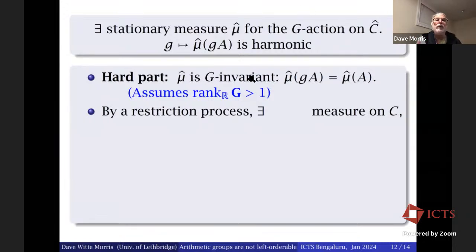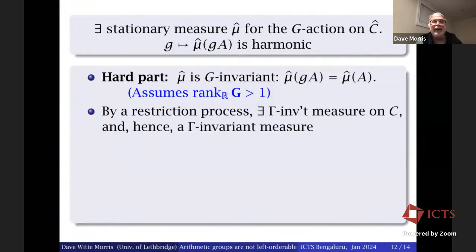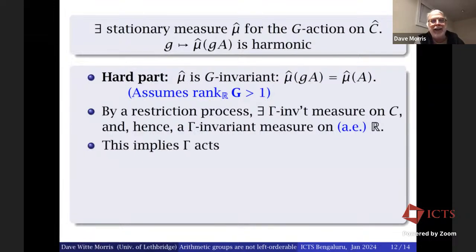And since mu hat was G invariant, the restricted measure will be gamma invariant. This is not difficult. It's a straightforward restriction process. But now remember that C contains a bunch of copies of R, and gamma is acting on all these leaves. It turns out that on each leaf, or actually on almost every leaf, there's going to be an invariant measure. And each leaf is a copy of R. So we've got an action of gamma on R that has an invariant measure. And from here, it's trivial.